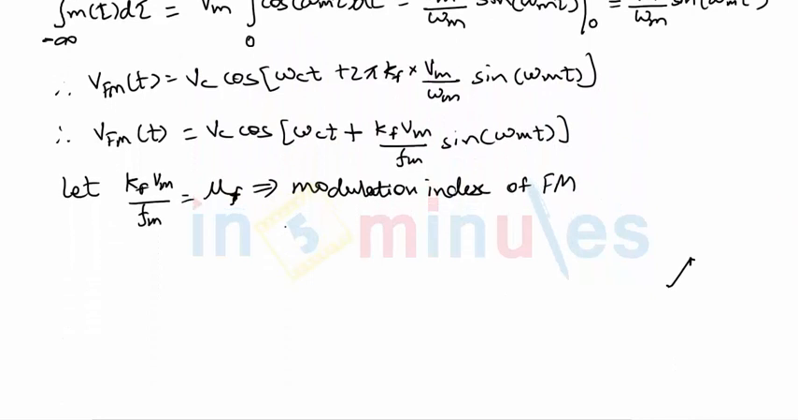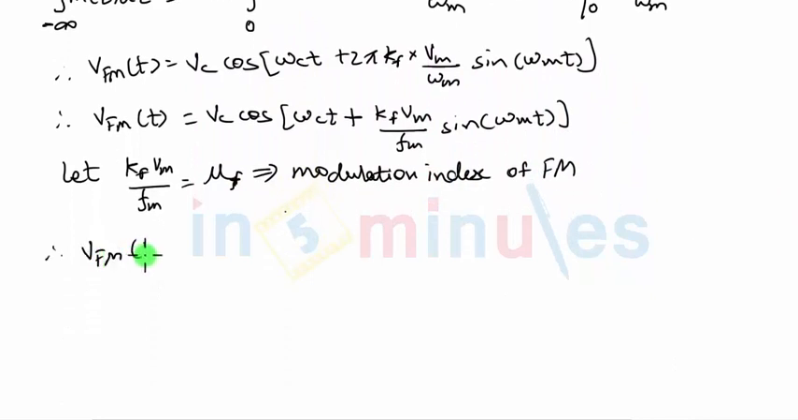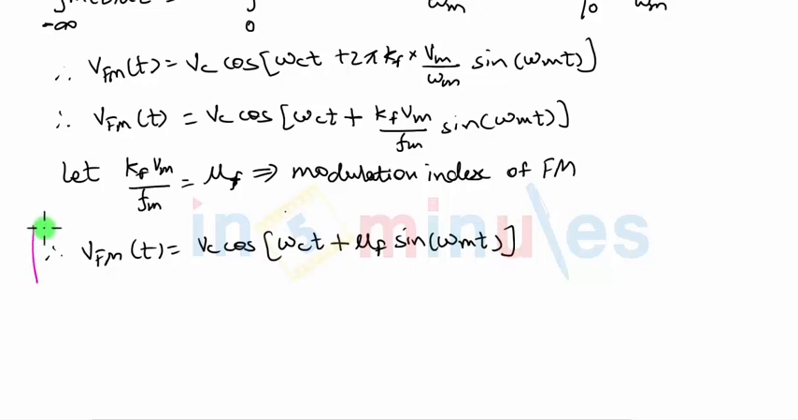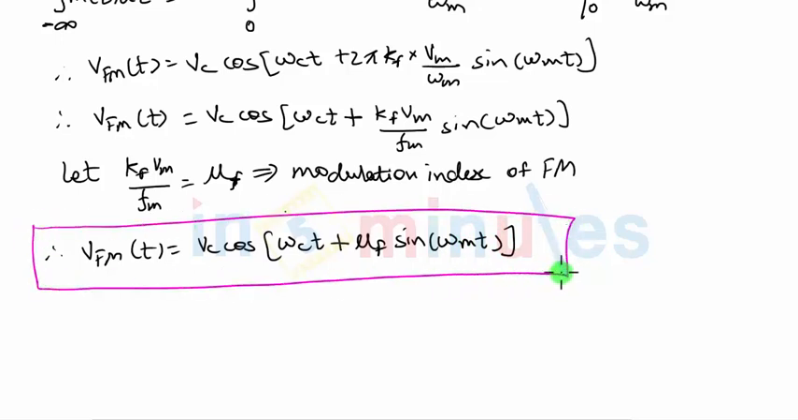So after this substitution, my FM signal simply becomes v_FM(t) equal to Vc cos(omega_c t plus mu_f sin(omega_m t)), where kf Vm by fm is nothing but mu_f. So please remember this as one very important standard expression, where my modulating signal is a single frequency sinusoidal signal taken in cosine form, and that gives me a standard expression for the FM signal, which looks something like this. The coefficient of the sine term here is mu_f, and that represents nothing but the modulating signal.